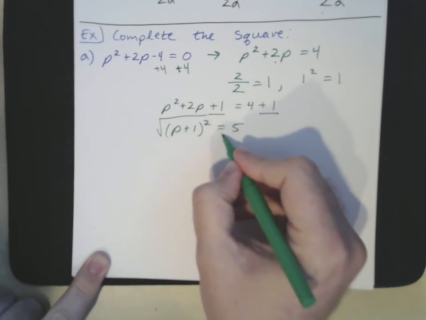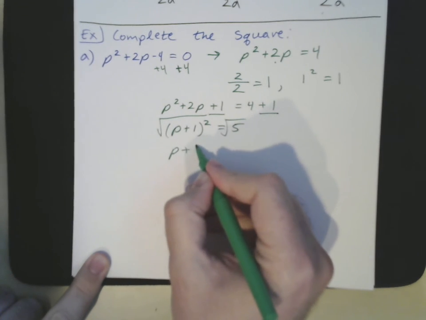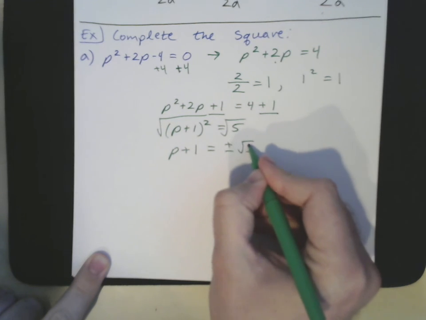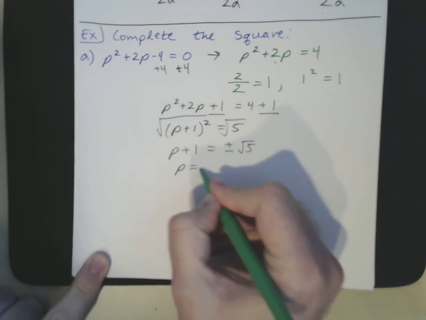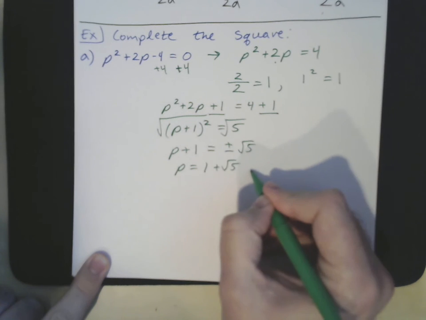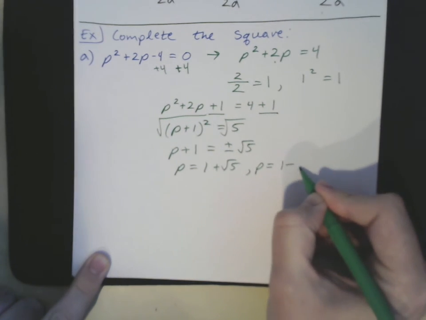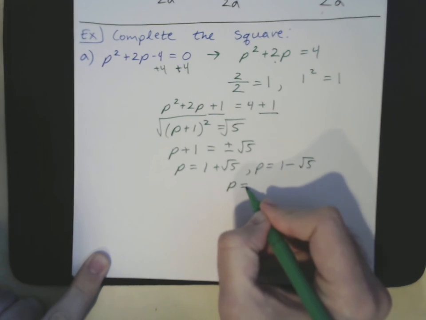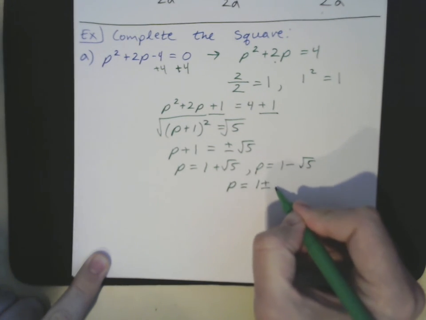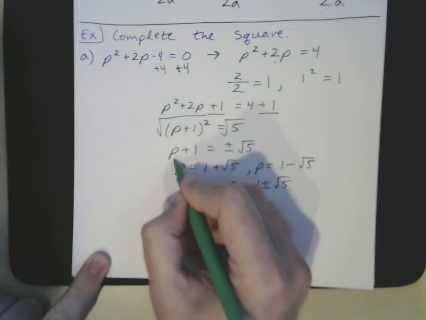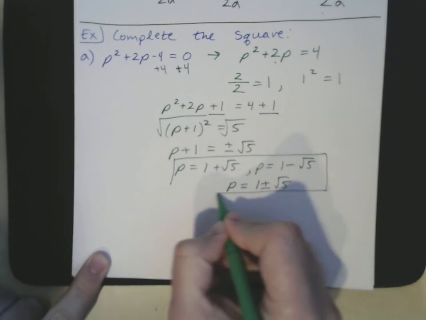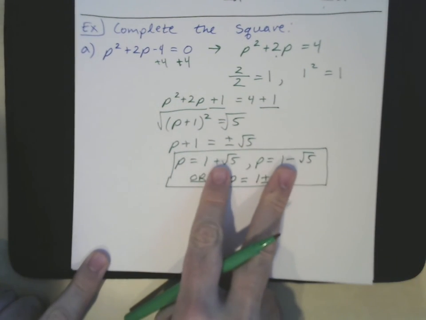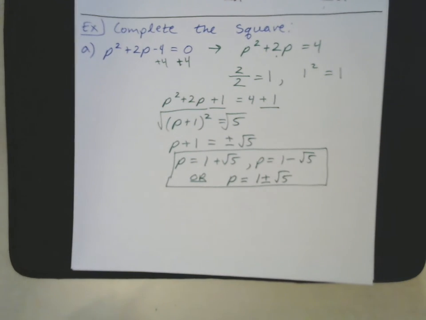Square root both sides. And we have p plus 1. According to our square root property, this is plus or minus square root of 5. And so p equals negative 1 plus square root of 5, and p equals negative 1 minus the square root of 5. And oftentimes you'll just see this written like this when it can't be simplified. This is a big or here. You can list them both separately, or you can write it as one if it can't be simplified.